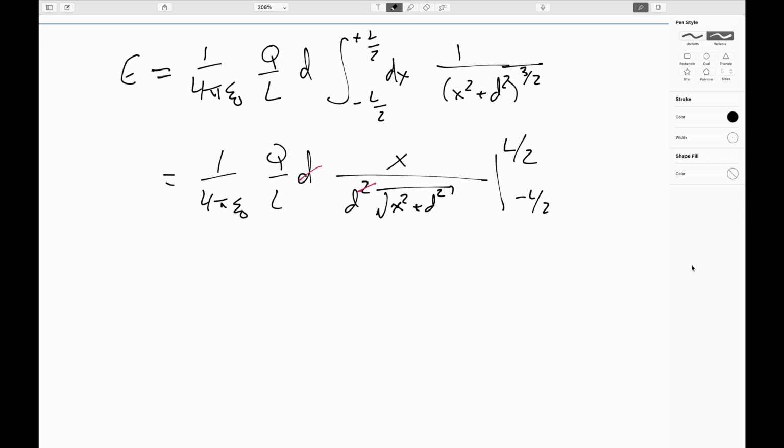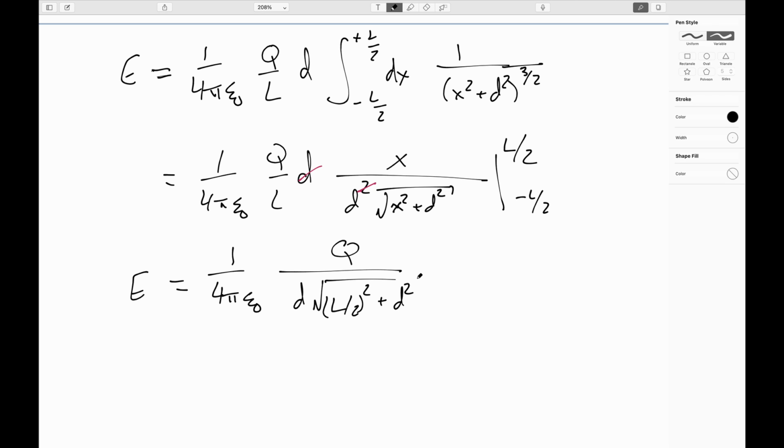And then if we substitute in the limits and evaluate, we end up being left with that the electric field strength is equal to 1 over 4 pi epsilon naught q over d times the square root of (L over 2) squared plus d squared. All right, so that's a cool expression, but how do we know if we're right?